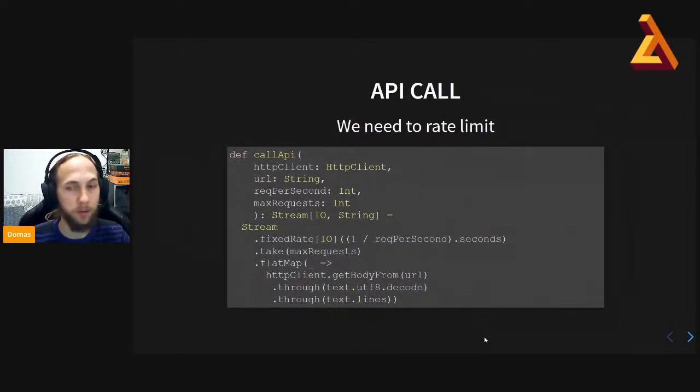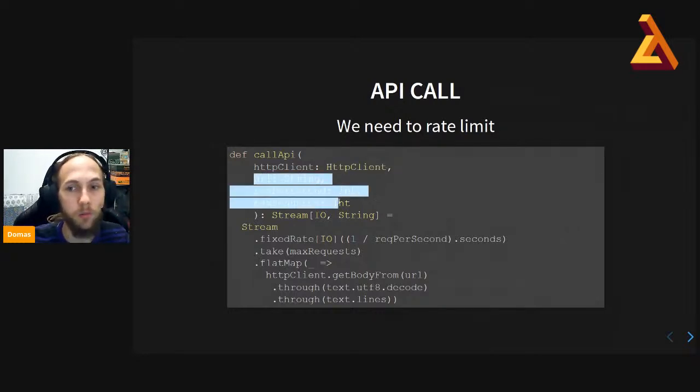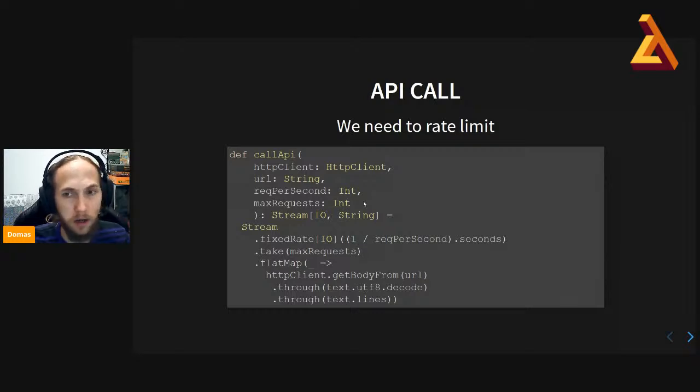Next, let's model our API call. So we have an HTTP client. We presume it's probably going to come from some library. And we have basically everything that comes from the individual lines in our CSV file. We have the URL, we have the requests per second, and we have the maximum number of requests to make.